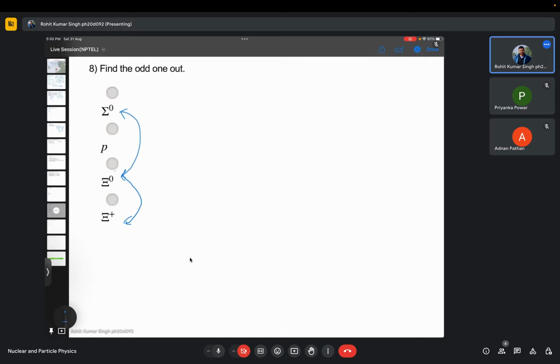The sigma 0 has UDS quark content here, UUD. The cascade 0 has two strange quarks, and this cascade plus has one charm and one strange. So strange is common in all three, but in proton you don't have any strange quark. So that's why it's the odd one out.